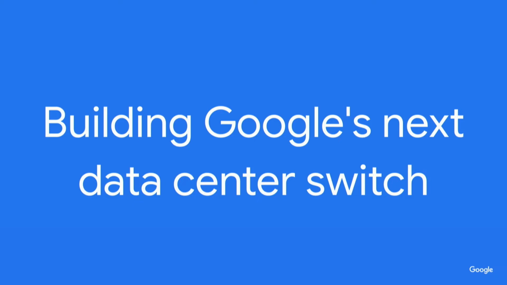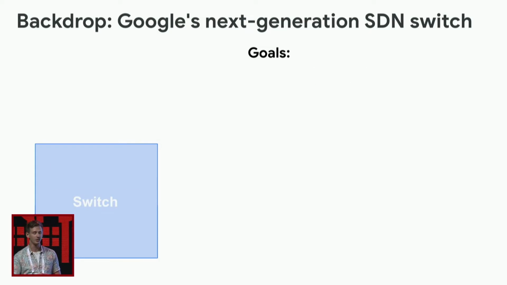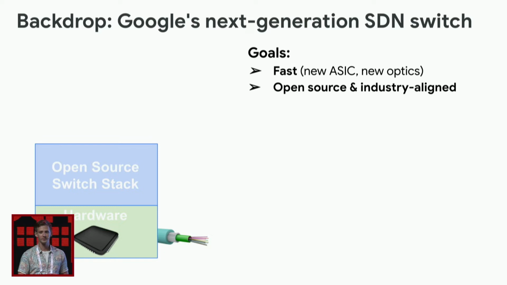So before we get there, let's travel back in time about 4 years or so, when engineers at Google started thinking about what our next generation SDN switch for the data center should look like. We had a couple of goals in mind. Obviously, the new switch would have to be much faster than previous switches, and so we would be building on the newest available hardware, new ASIC, new optics. But we also wanted the switch stack, the software, to be open source and industry aligned, to make it easier for us to collaborate with external collaborators, to work together with them.